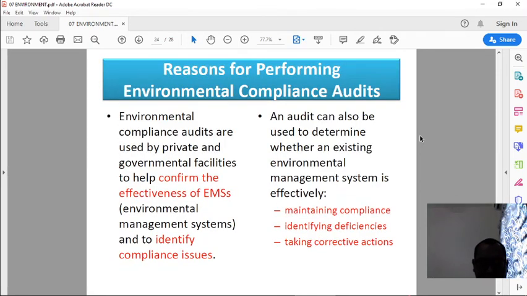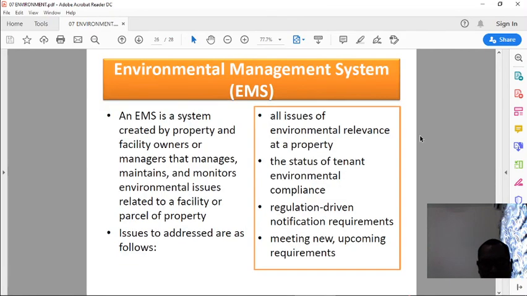So the reason for performing audits is for the government to ensure that the development or even the property has compliance with all of the regulations being set out.